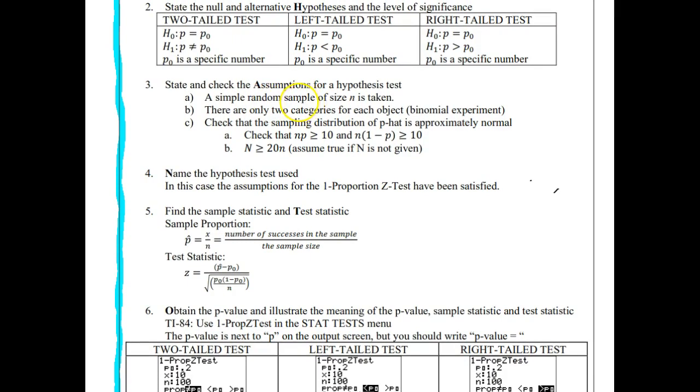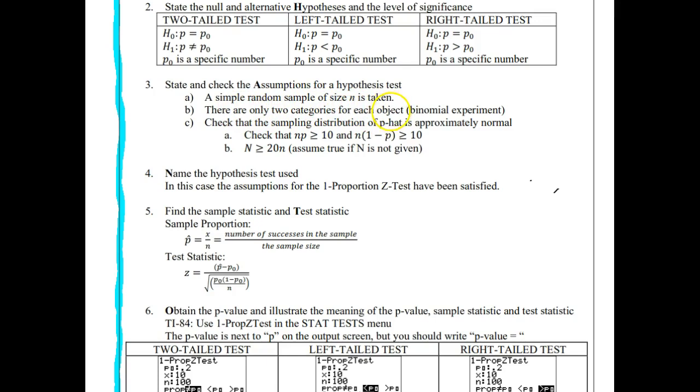Every hypothesis test has its list of assumptions that need to be checked. These will be on your cheat sheet, so you do not need to memorize these. You just need to know which assumptions go with which tests. So for all of them, we're going to have to assume that we've taken a simple random sample of size n. Sometimes that's mentioned in the problem. Sometimes it's kind of an assumption we make at this point.